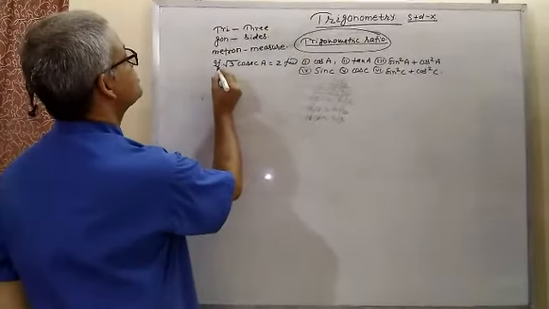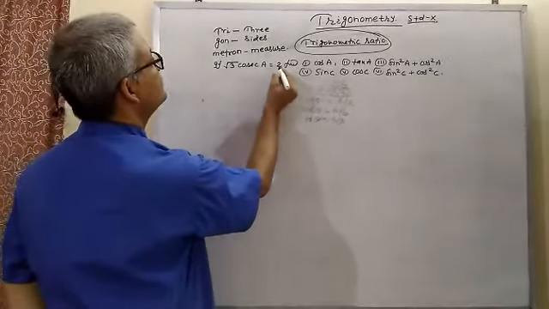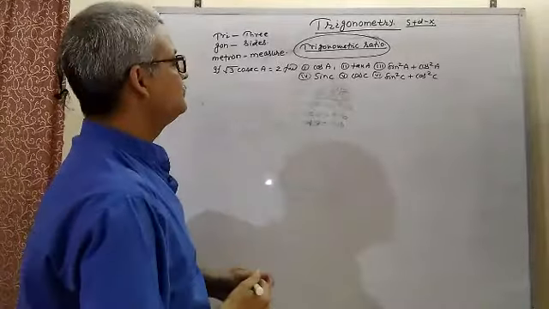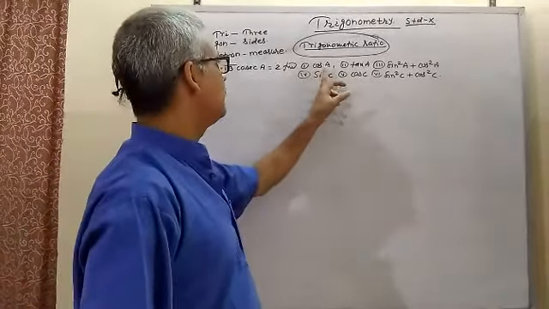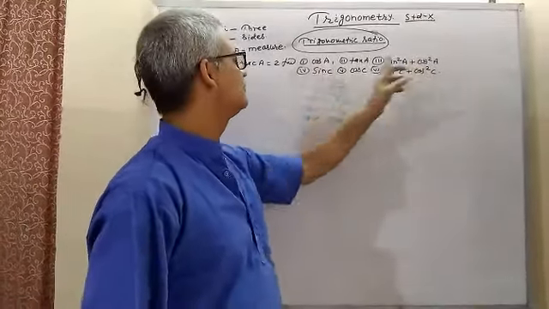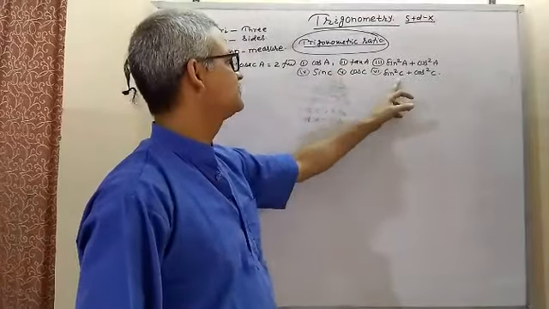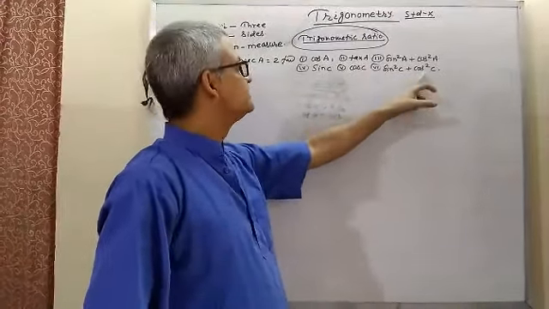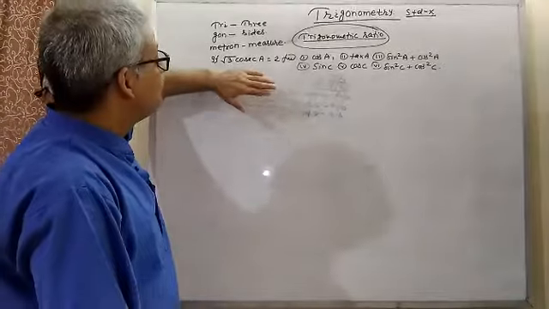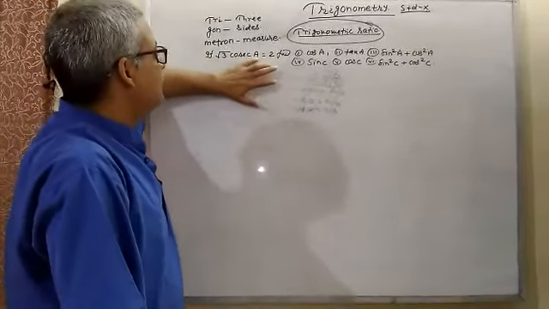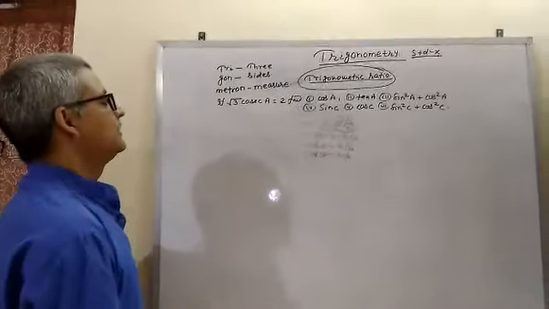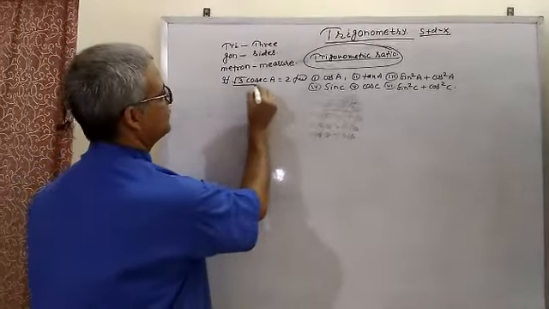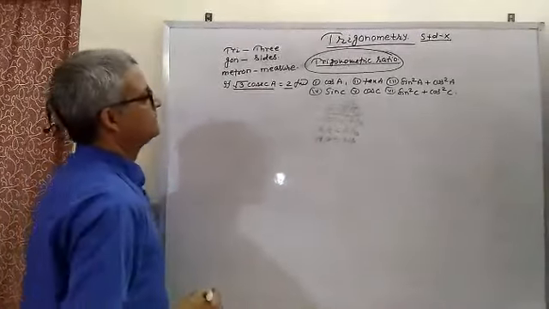Now the first question is, if root 3 cosec A is equal to 2, find the value of, now you see here it is given, cos A tan A sin square A plus cos square A, sin C cos C, sin square C plus cos square C. First you try to understand. Here, first understand root 3 cosec A is equal to 2 is given.